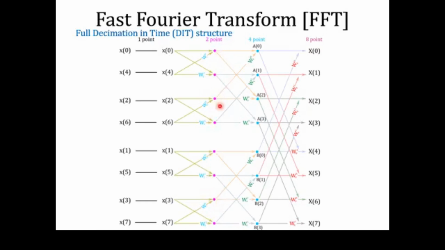Now with the help of these 2-point DFT outputs, we will reconstruct the first 4-point DFT output. Similarly, with the help of these 2-point DFTs, we will reconstruct the second 4-point DFT output, which are represented by A of k and B of k. And this structure has already been discussed when we were reconstructing the 4-point DFT output with the help of 2-point DFTs. Now, after getting the 4-point DFT outputs, with the help of these two 4-point DFT outputs, we will reconstruct the overall 8-point DFT output. So this is how we can implement the full decimation in time structure if the number of samples is 8.